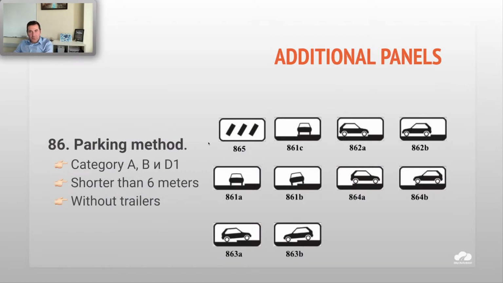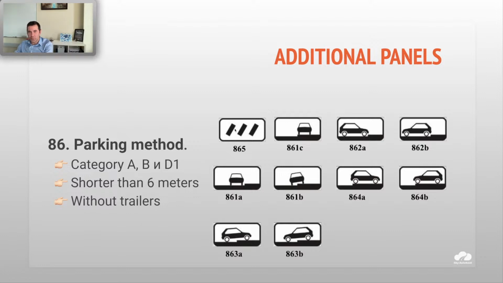Okay, what else we have from additional panels is the parking method. It tells us, first of all, that it applies only for motorcycles, regular small cars, and D1, which are small buses. It also applies if your car is shorter than 6 meters. Quite long vehicles, like a stretch limousine, are not covered, and also if you are not carrying a trailer behind you, and it basically shows you how to park.